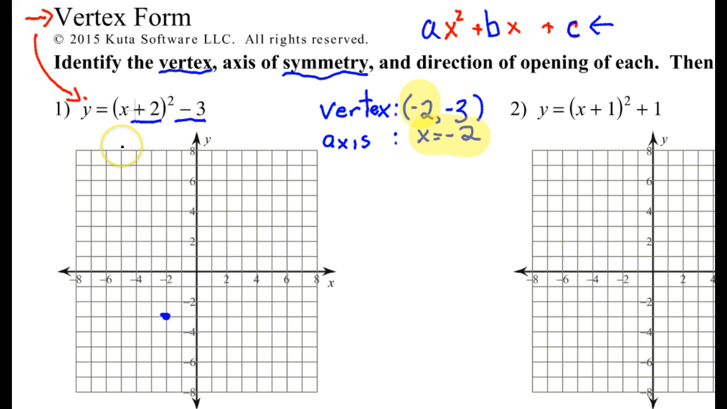Symmetry means like its reflection. So what it's saying is that x equals negative 2 is a vertical line. It's saying that this middle right here at negative 2, you're going to have half the graph on one side, half the graph on the other, and they're going to be a reflection of each other. That's what that means. Is this going to open up or down? And how can you tell? Yeah, this is positive, so the direction is going to be positive, so it's going to open up. If that was negative, we'd say it's going to open down.